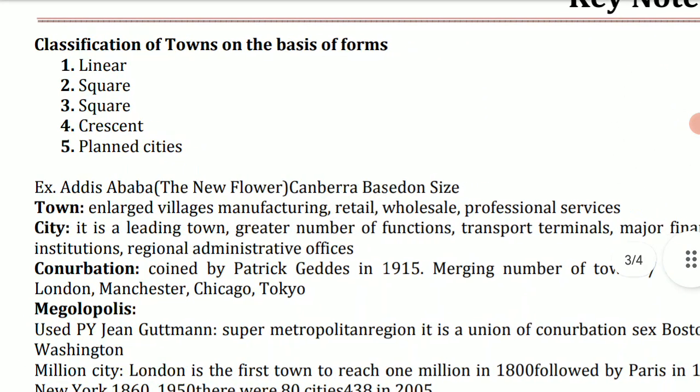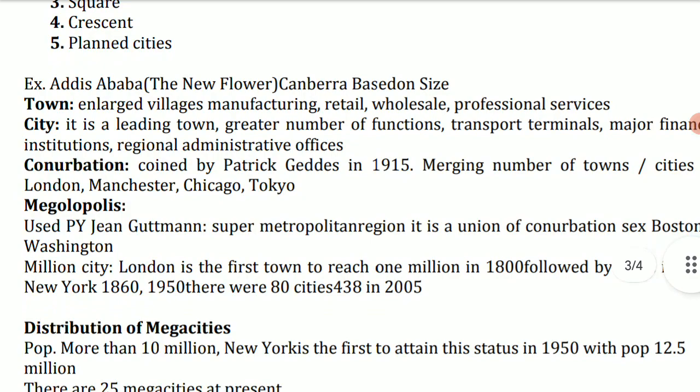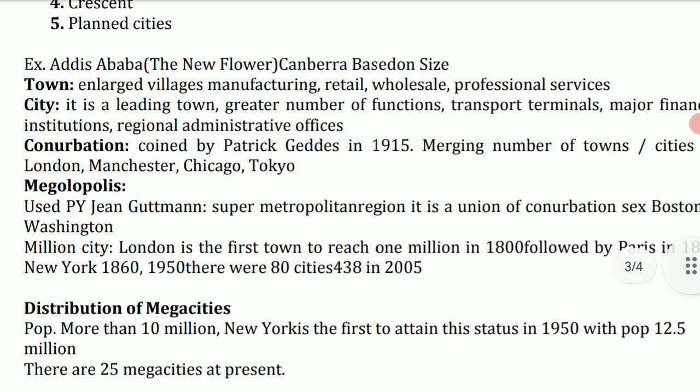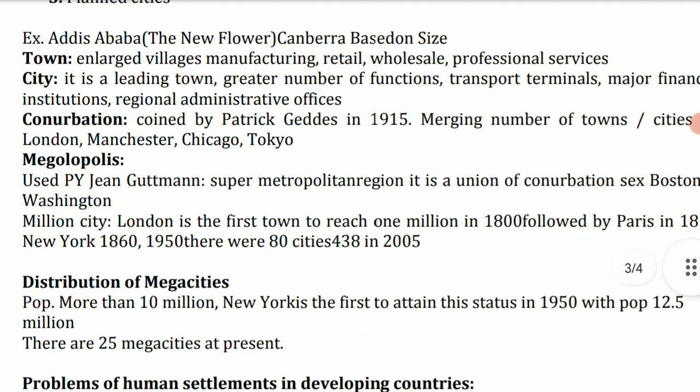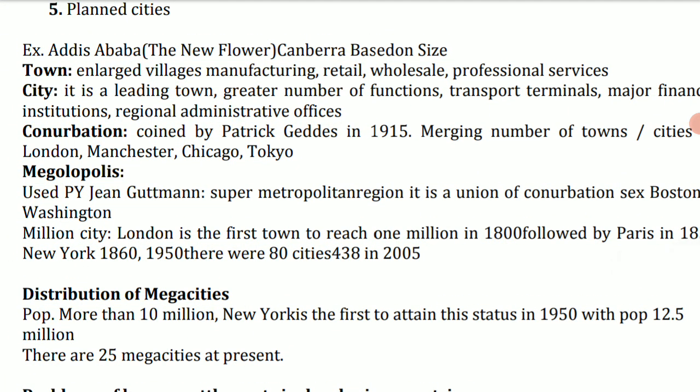Then what is the classification of towns on the basis of form? First we have linear, square, crescent, planned cities. Example: Addis Ababa, New Delhi, Canberra. Now talking about towns, what are towns? These are enlarged villages, with manufacturing, retail, wholesale facilities and professional services. A city is a leading town, with a greater number of functions, transport terminals, major financial institutions, and regional administrative offices.